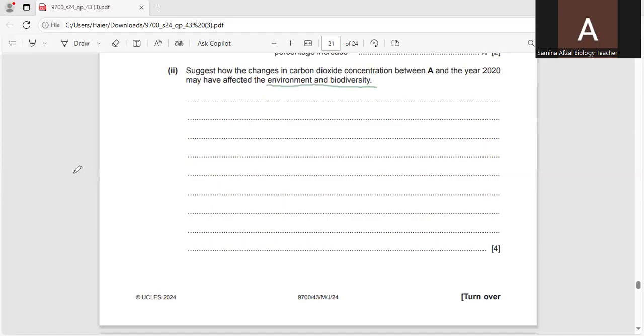On the other hand, these combined effects disrupt marine ecosystems, leading to changes in species distribution, altered food webs, and potential mass extinction. So in this way, these are the effects on the environment due to the increased concentration of carbon dioxide.